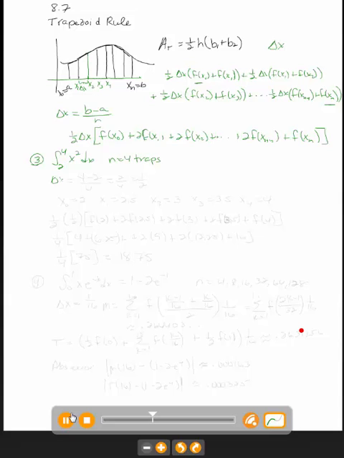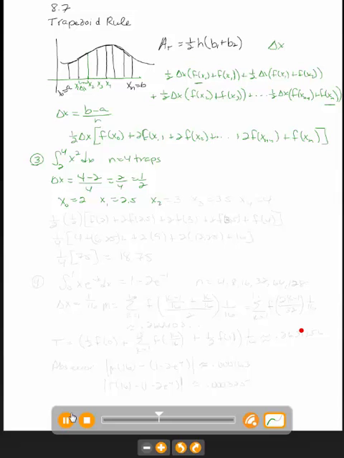That means that delta x is going to be 4 minus 2 over 4, or 1/2. The thickness of each one is 1/2, which means the height of each trapezoid is 1/2. And we're going to make 4 trapezoids, so my first stopping point, x sub 0, would be where I start. x sub 1 would be 2 plus 1/2.